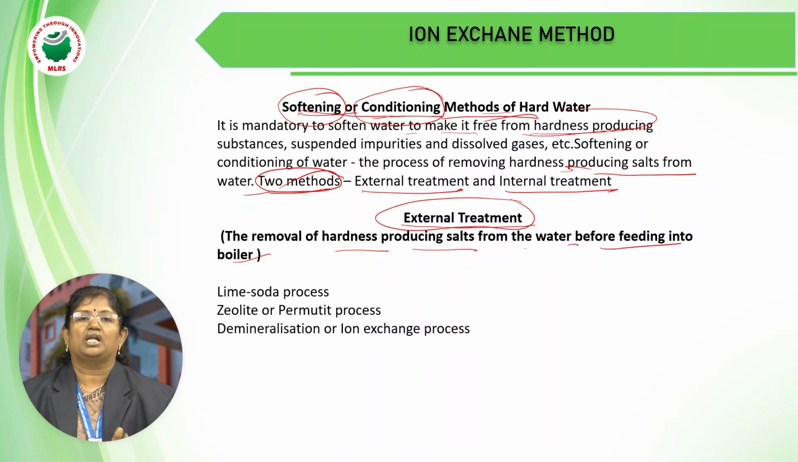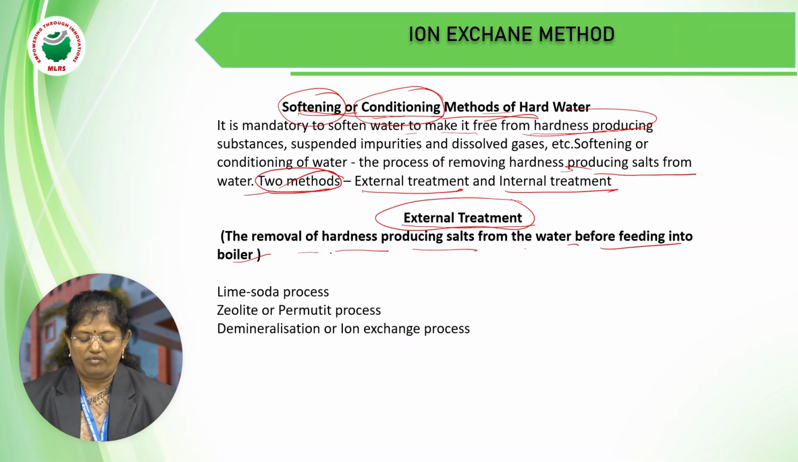Means hard water has been converted into soft water before sending into the boilers. So now this is called the definition you got. You will get some idea about that if you know the definition. External treatment means before sending into the boiler, the water has been treated externally only. So what are the different methods we need to follow as an external treatment of the water?